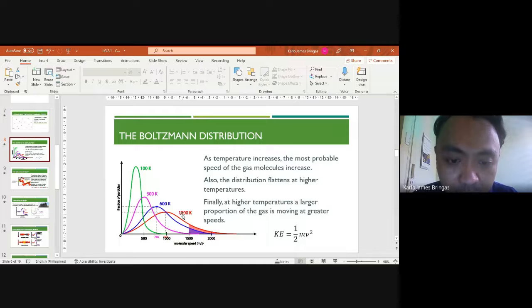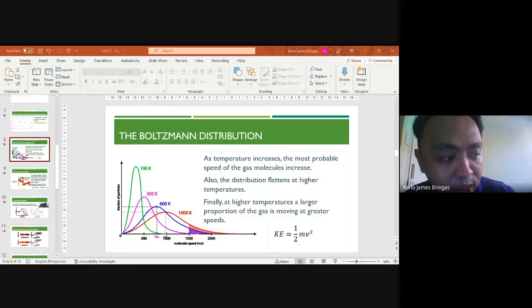Whereas, at 1,000 Kelvin, we have a greater number of speeds na possible. From 0 meters per second, pwede tayo lumampas until mga almost 3,000 meters per second. So that's also a very good observation on the side ni Phileas. So job well done. Any questions you'd like to raise at this point so we can answer them?